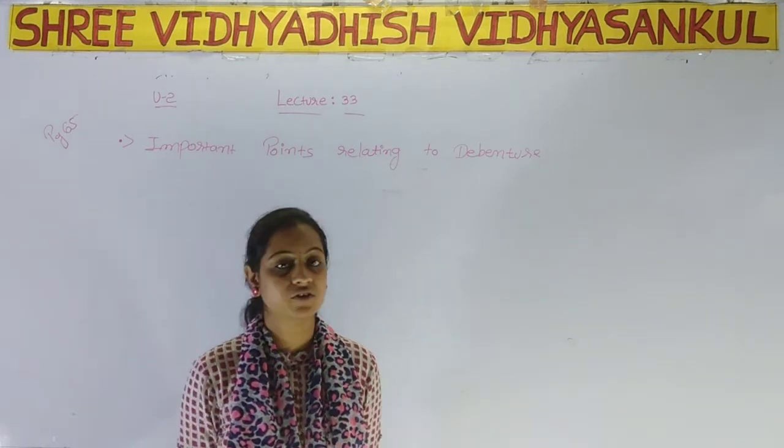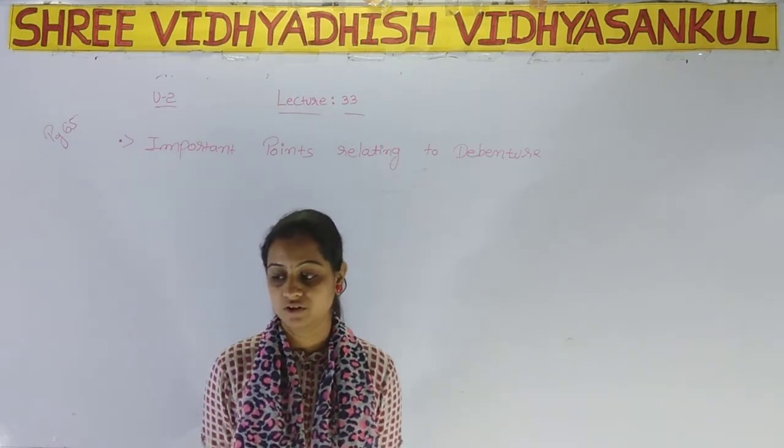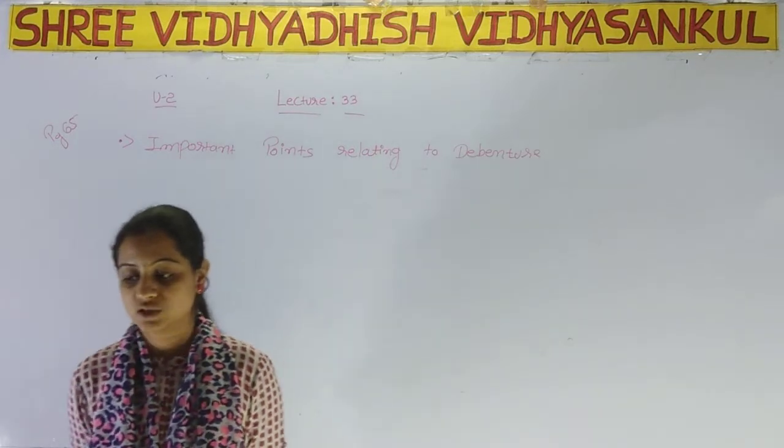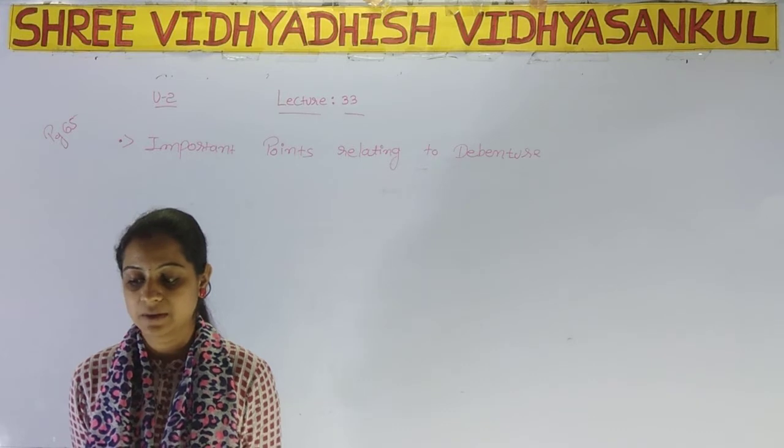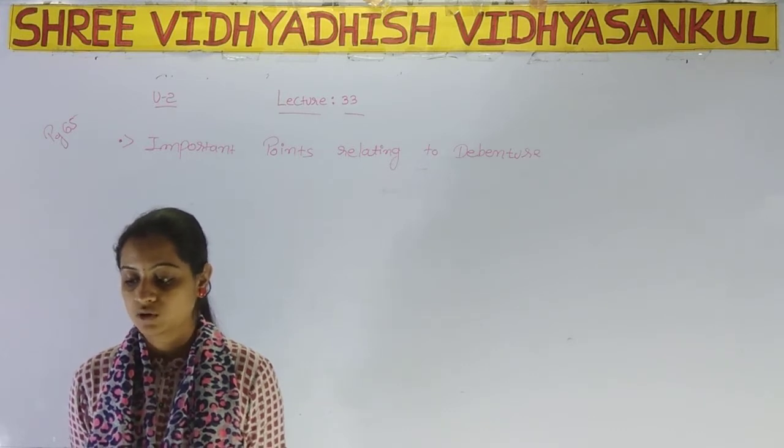So these were the first 4 points. Now the fifth point: as per the Companies Act 2013, no company is allowed to issue debentures having a maturity date of more than 10 years from the date of issue.